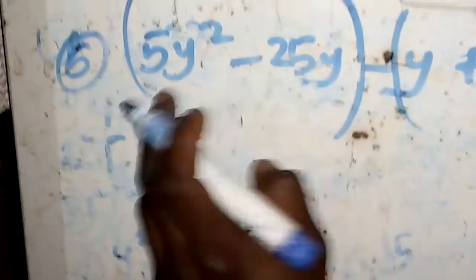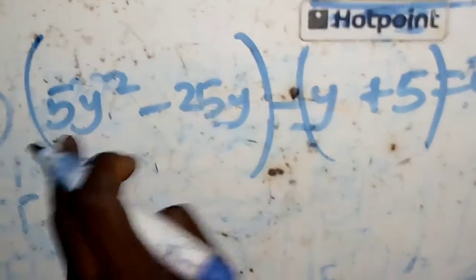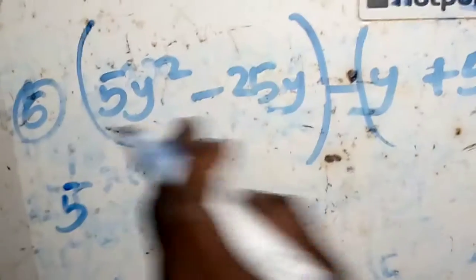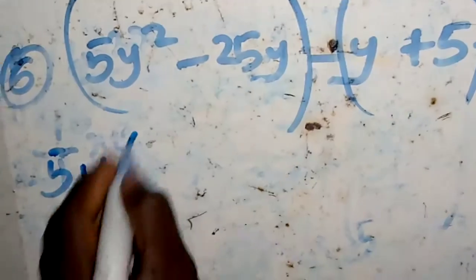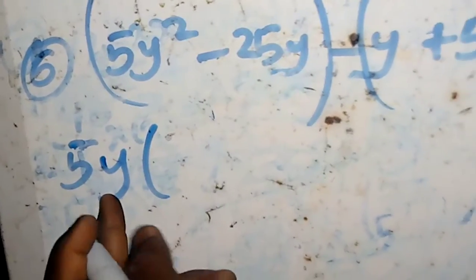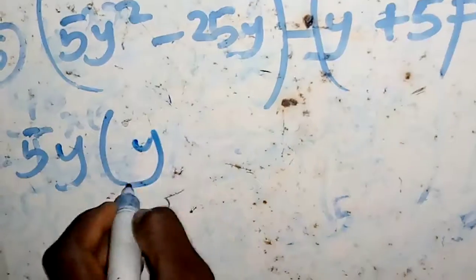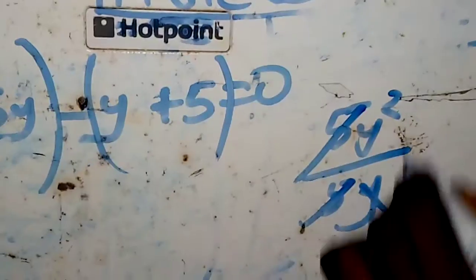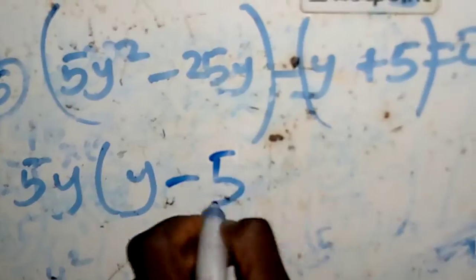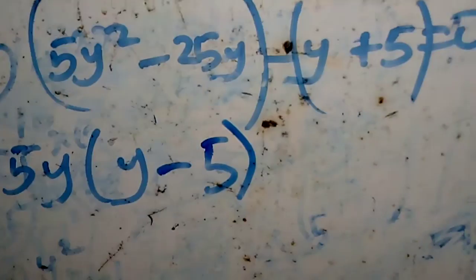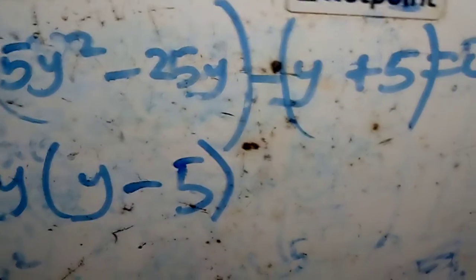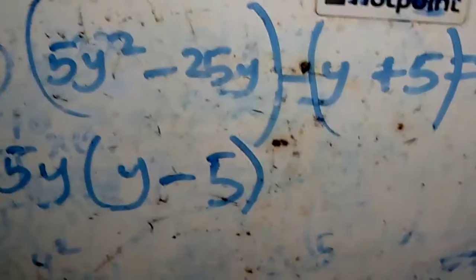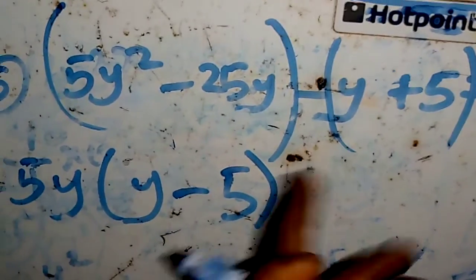So what's common? 5 is common, and then y, we have one y, so pick one y. 5y squared divided by 5y is y: 5 cancels 5, y cancels y, and what's left is y. 25y divided by 5y is 5. I want you to take note: whatever you get here must be the same as what you get here. If there is a difference, there is a mistake.